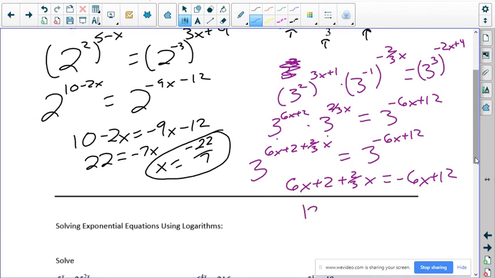So we have 12x plus 2/3 x equals 10. This is 36 thirds, so we have 38 thirds x equals 10. So x equals 30 38ths.